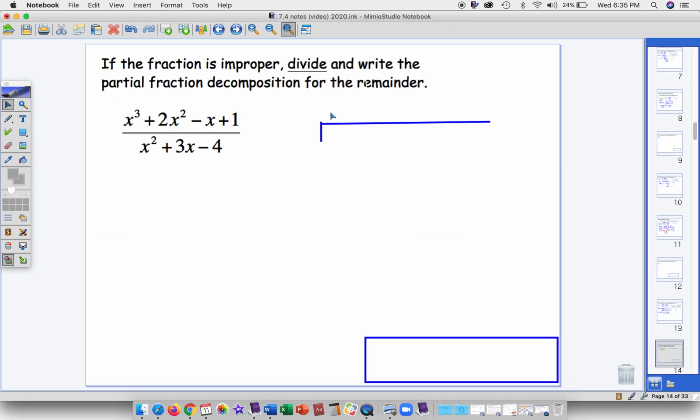Okay, for our last example, we're going to take a look at the type where we have an improper fraction, meaning that our numerator has a higher degree than the denominator. So if the fraction is improper, we first divide, and then we're going to do the partial fraction decomposition on the remainder. So let's start off with the division. This is another reason why you needed to know long division.